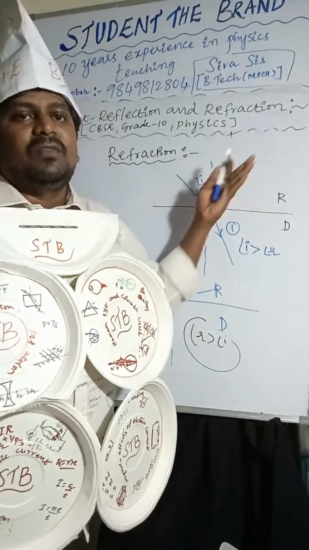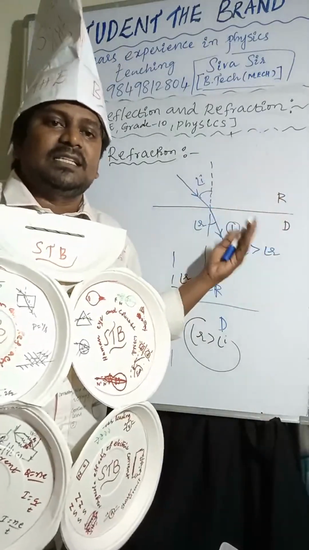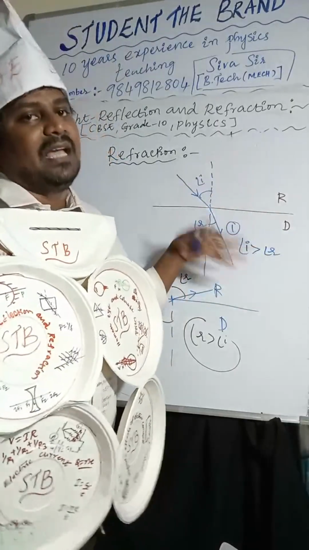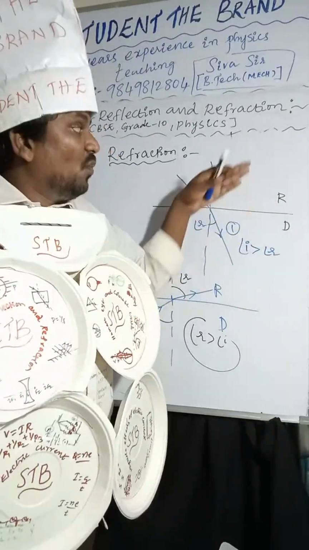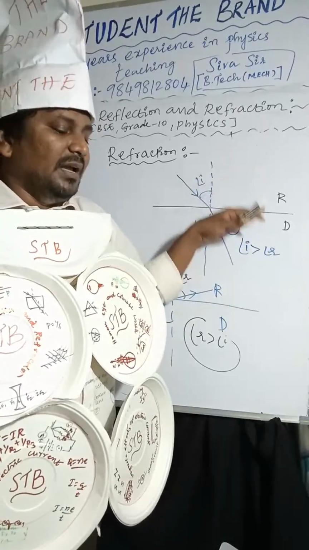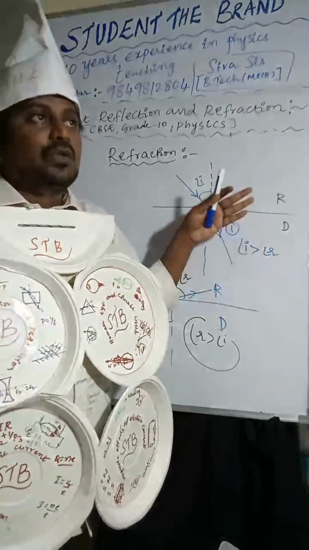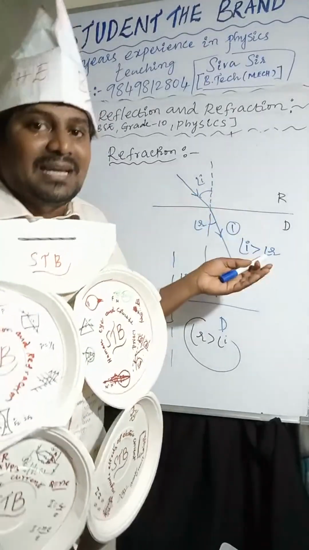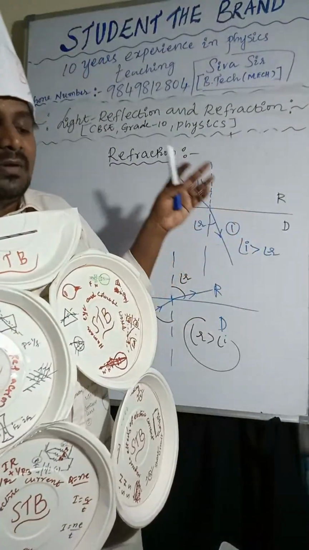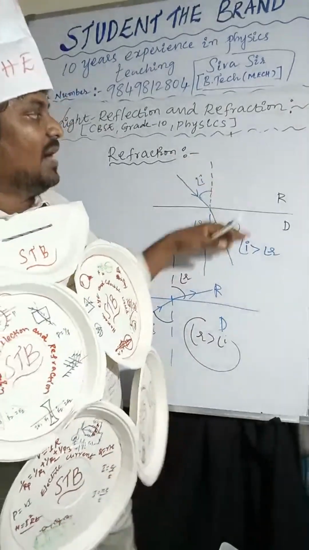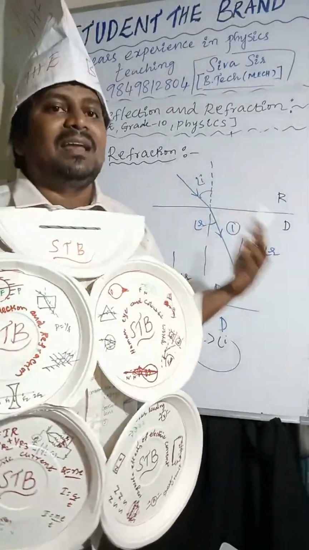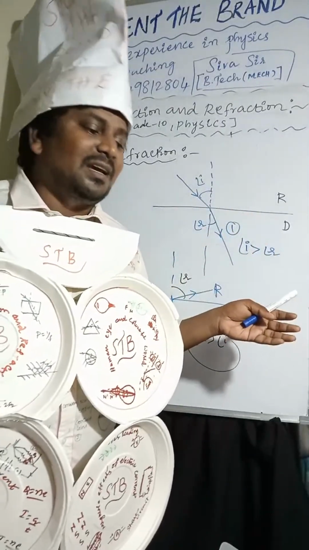In air, the speed of light is more. In water, the speed of light is less. If you take water and glass, here water, here glass, then water is a rarer medium and glass is a denser medium. So whether the speed increases or decreases depends on the medium.